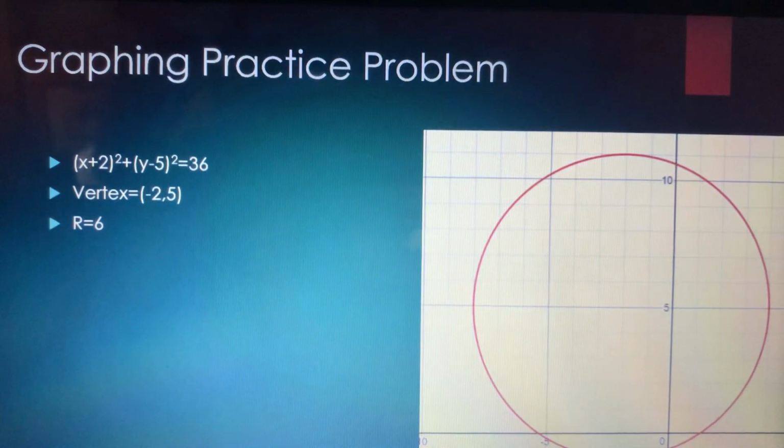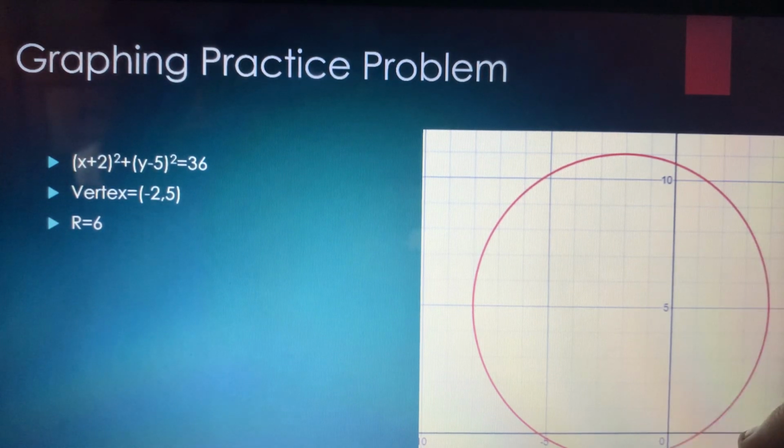So let's get into it. We see this thing right here, x plus 2 squared plus y minus 5 squared equals 36. So I know the equation is x minus h. So x minus negative 2 would be x plus 2. So the x value of the vertex must be negative 2. And y minus 5, so it's y minus k. So the k value must be just 5.